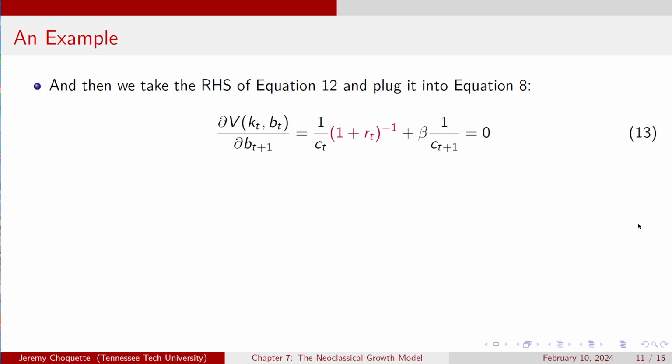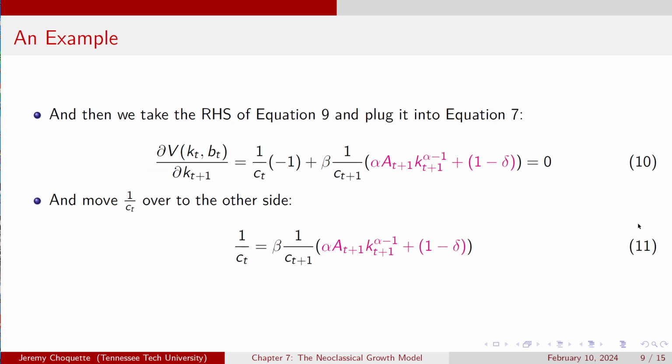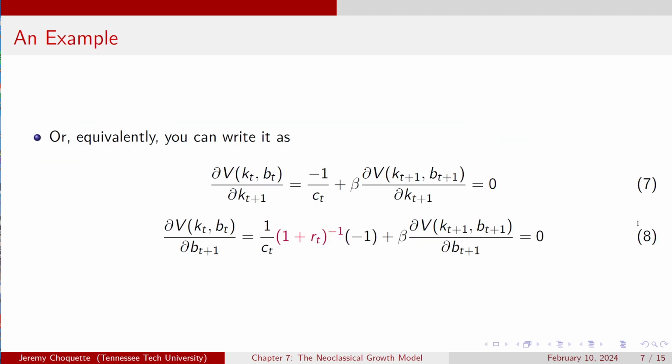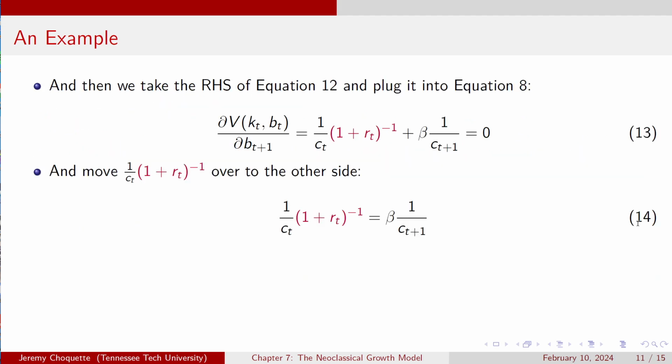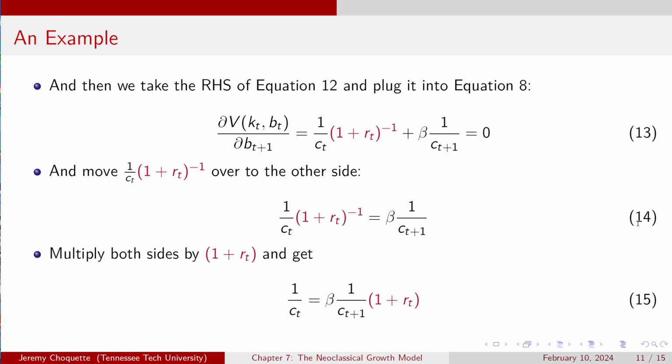Cool. Well, I'm just going to take the right-hand side of equation 12 and plug it into, I believe, equation 8. And bada bing, bada boom. I move that 1 over ct times 1 plus the real interest rate to the negative 1 to the other side, multiply both sides by 1 plus the real interest rate, and that gives me equation 15. 1 over ct equals beta times 1 over ct plus 1 times 1 plus the real interest rate.